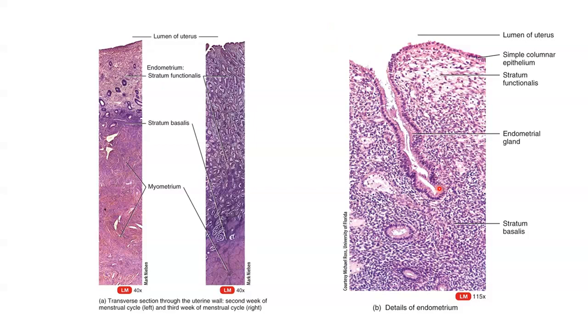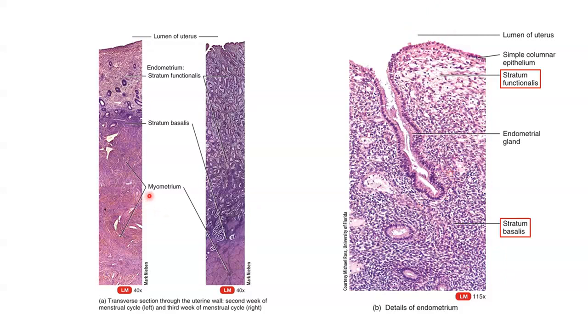Functionally, the endometrium is divided up into 2 layers. We have the stratum functionalis. This lines the uterine cavity. It's the innermost layer, and this is the layer that sloughs off or bleeds off, I guess, during menstruation. We then have the stratum basalis, which is permanent, and then it gives rise to a new stratum functionalis after each menstruation. So when this sloughs off, our stratum basalis produces a new stratum functionalis.